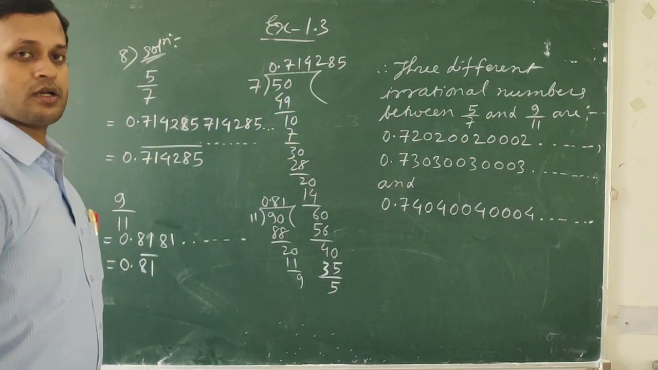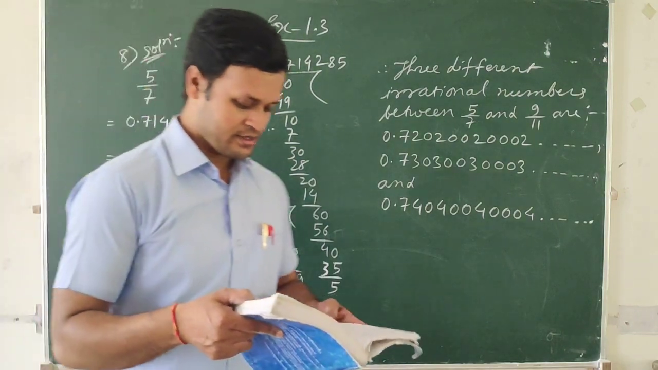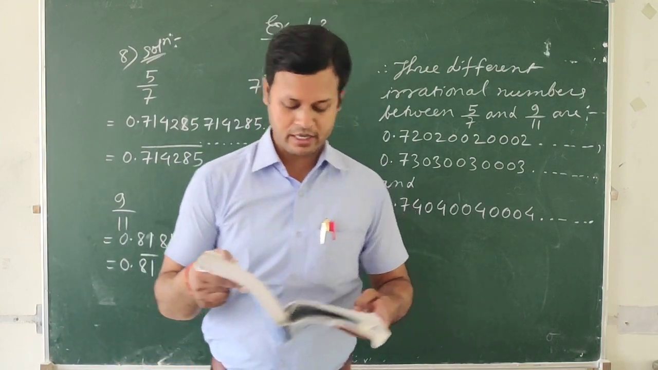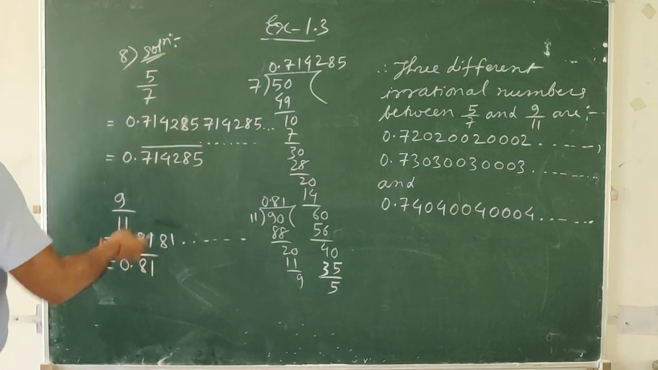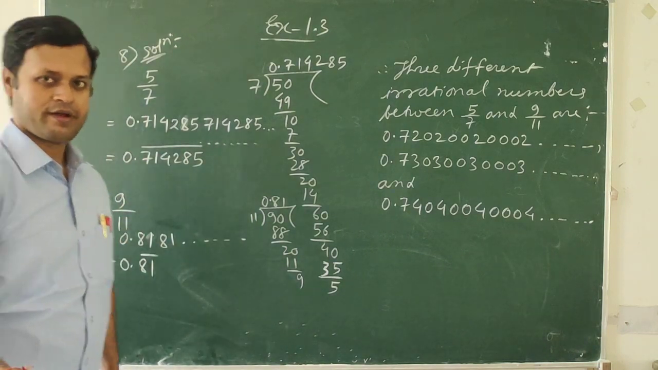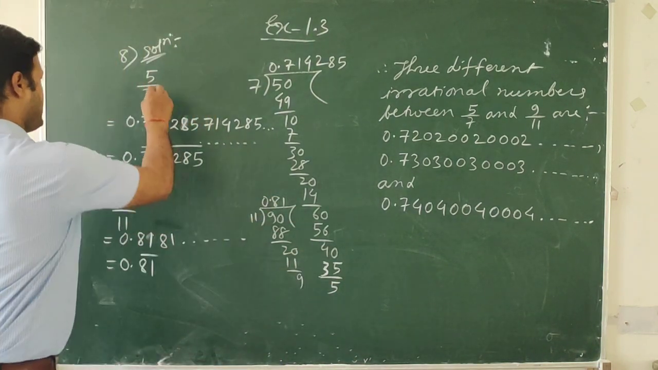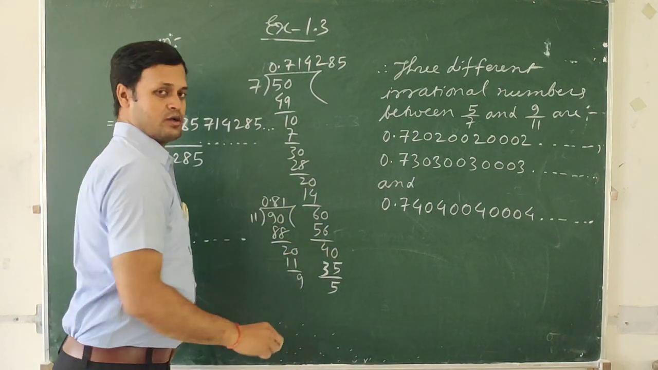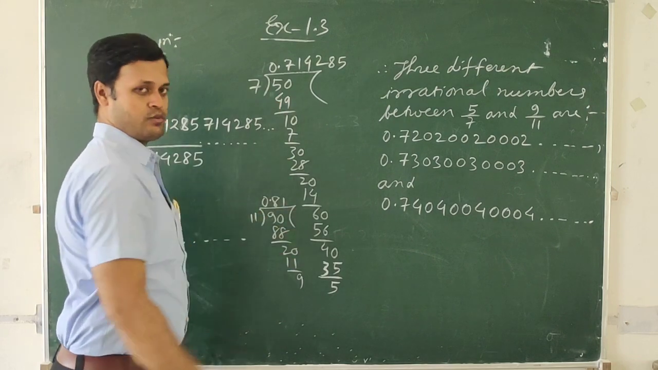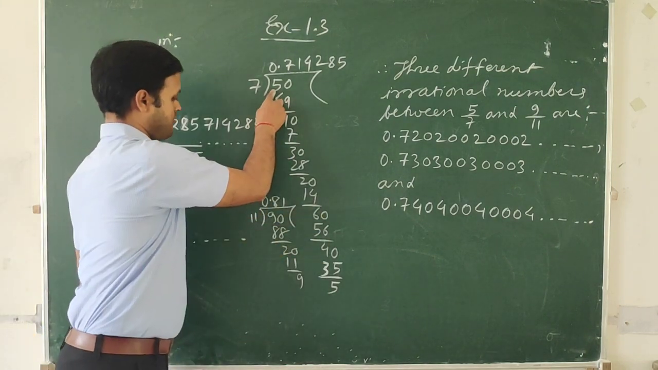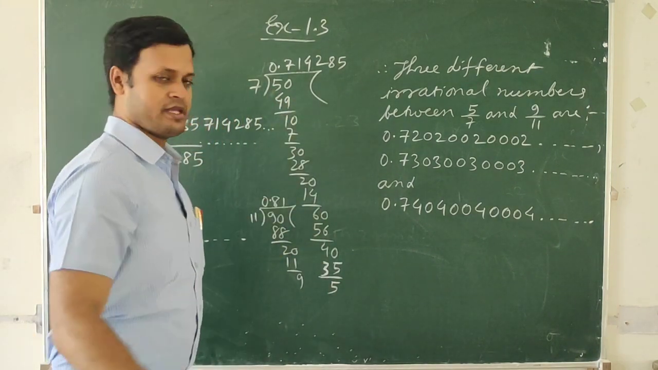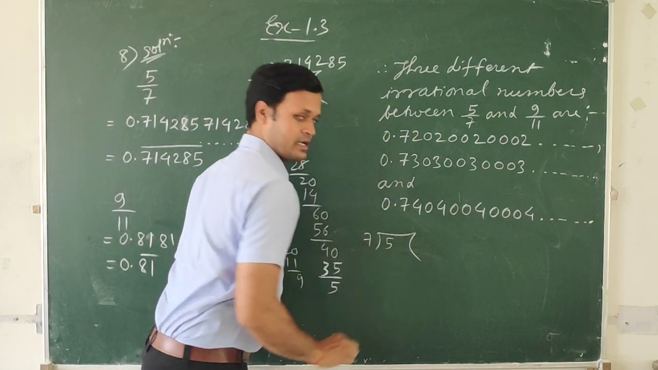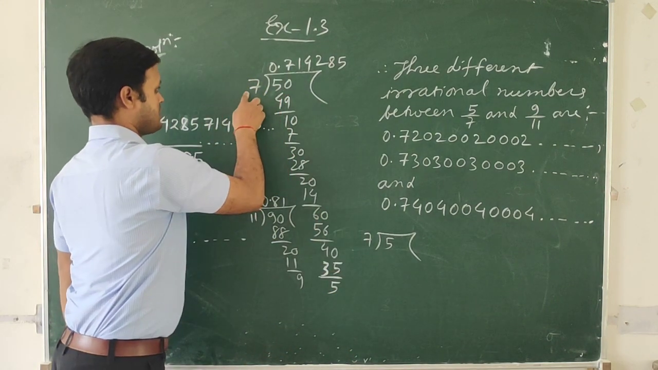So students, we have to find three different irrational numbers between 5 by 7 and 9 by 11. So 5 by 7, how will you find it out? We divide 5 by 7. This is the way we divide. When we are dividing 5 by 7, we are starting with 5. Once again, when you get that 5, you stop there. Understood? That means we are starting with 5 inside and 7 outside. So as you keep on dividing, first 7 will go how many times?